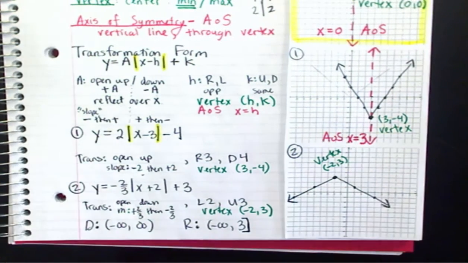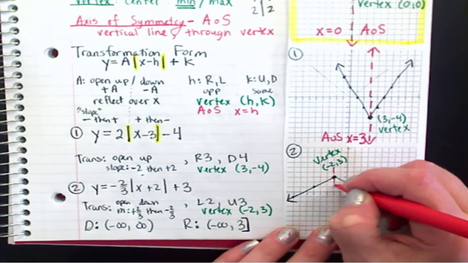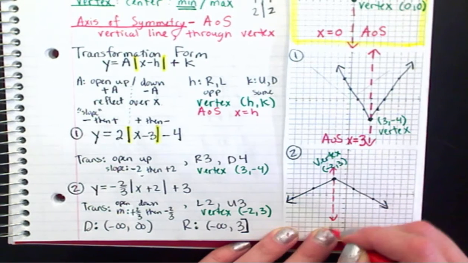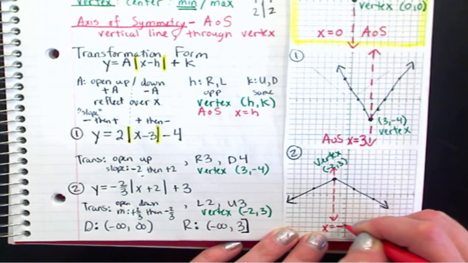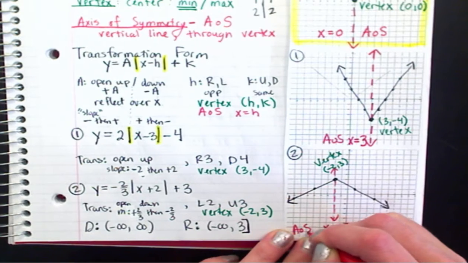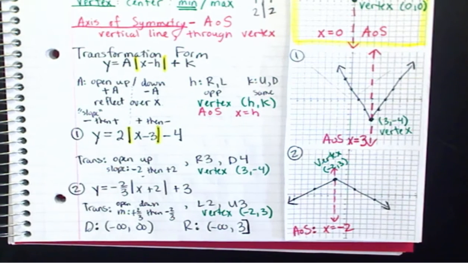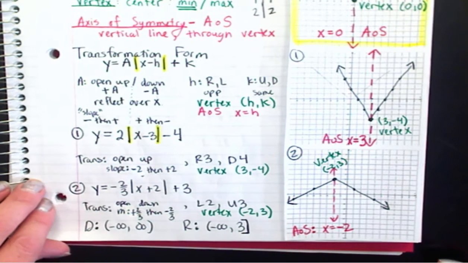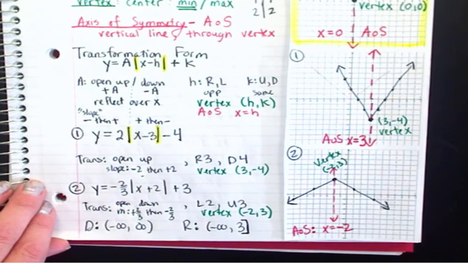Okay. Oh, I guess I could label my axis of symmetry. Dot, dot, x equals -2 for the axis of symmetry. Okay. We have, hopefully, 2 questions left. That's my goal. 2 questions.